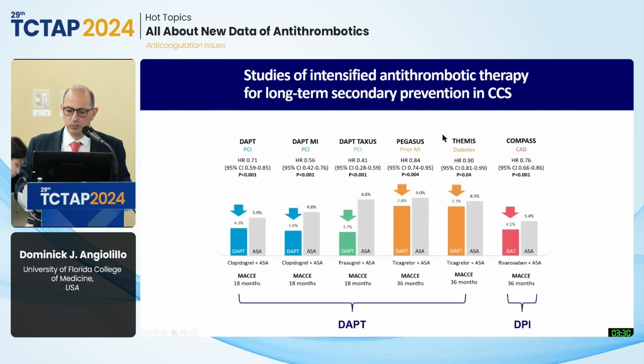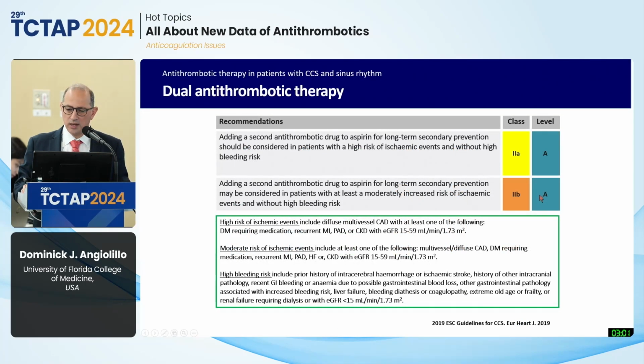Here I have highlighted all the studies of intensified antithrombotic therapy for long-term secondary prevention in patients with chronic coronary syndrome. And again, across the board, when we look at DAPT trials and when we look at DPI, we're overall looking at around a 1% reduction in ischemic events with a trade-off of a 1% increase in major bleeding complications. So what do the guidelines say?